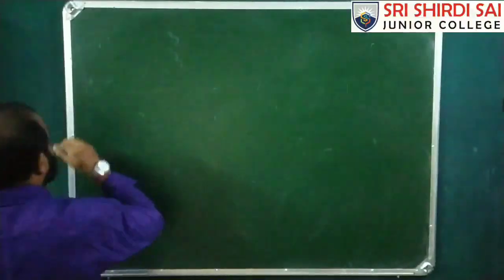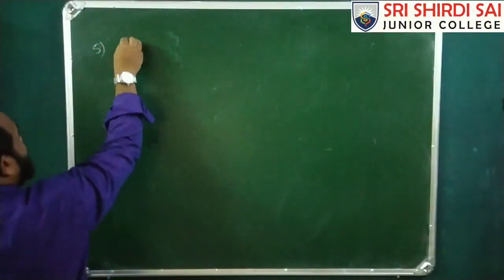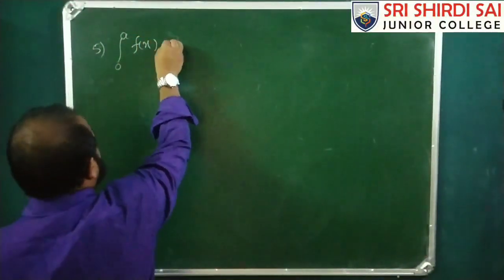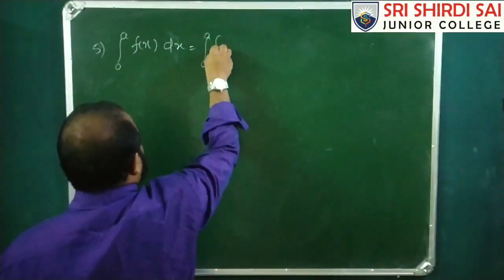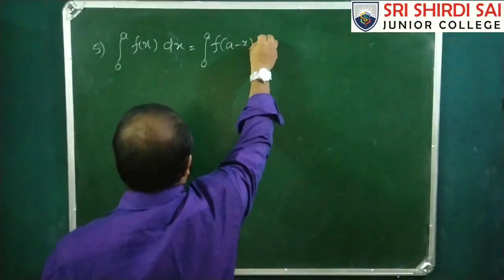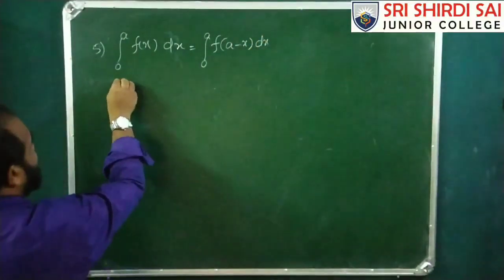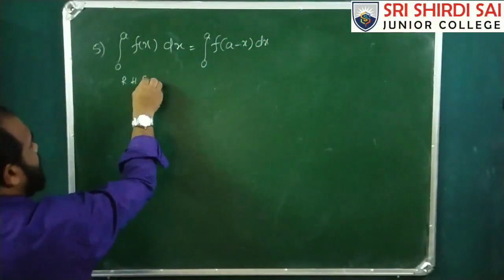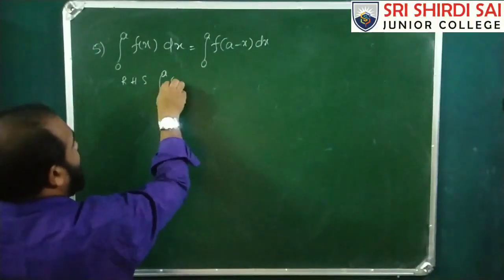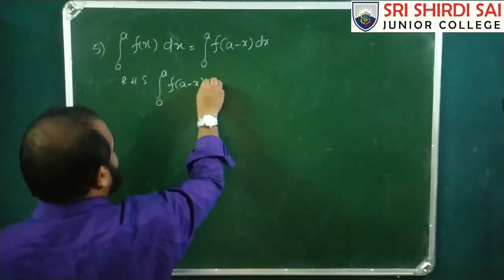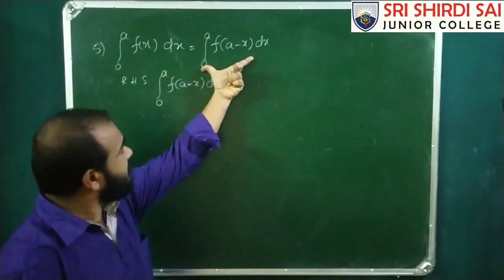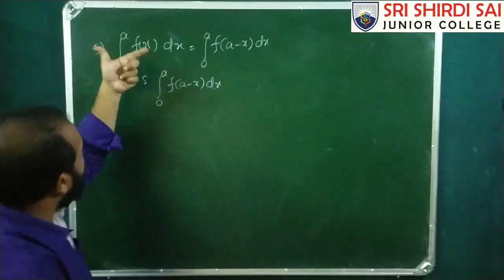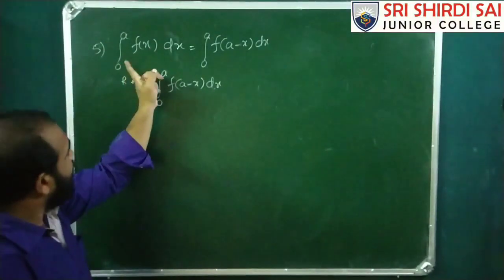Now the fifth property is integral 0 to a f of x dx is equal to integral 0 to a f of a minus x dx. Now let us take the RHS, integral 0 to a f of a minus x dx. Let us prove this by taking the RHS into account. Then we have to show the LHS.